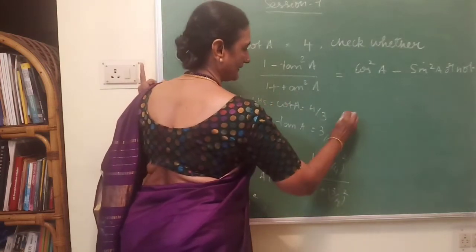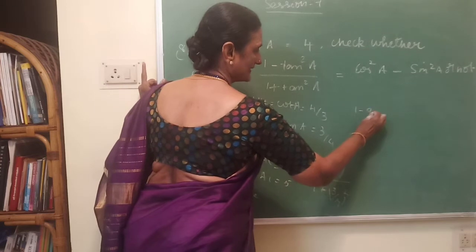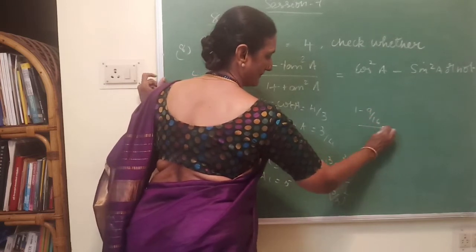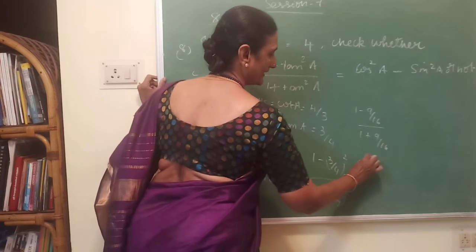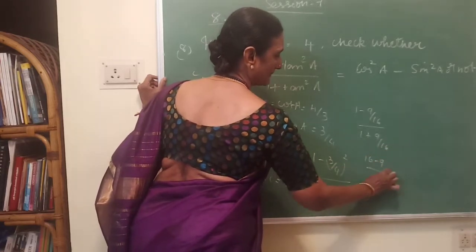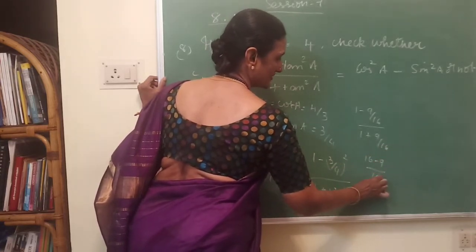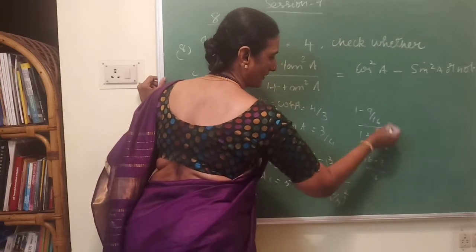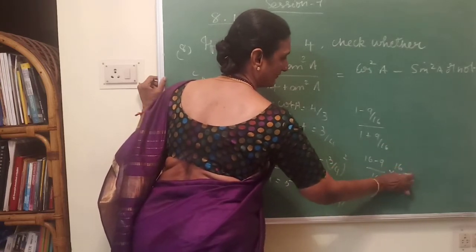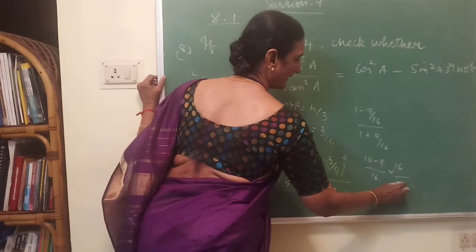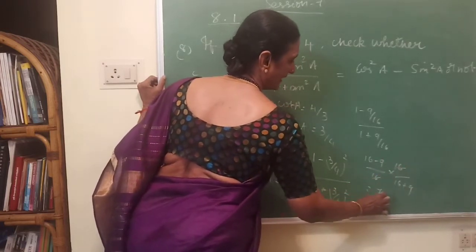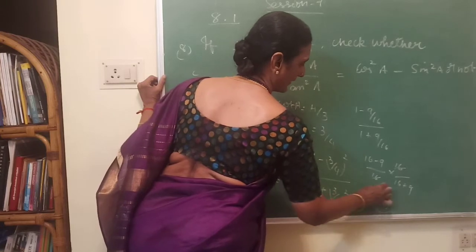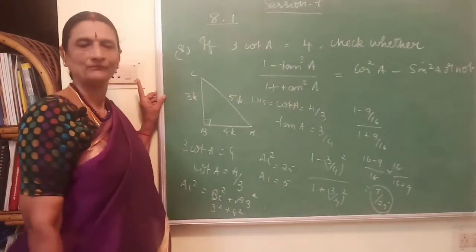So, which is nothing but 1 minus 9 by 16 divided by 1 plus 9 by 16. So, it is 16 minus 9 by 16, and then reciprocal of this, obviously the 16 will go up and we will get 16 plus 9, this 2 will get cancelled. We have got 7 by 25 for the LHS value.